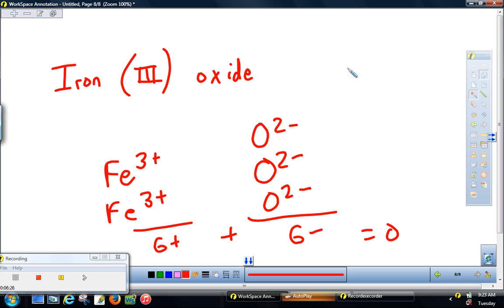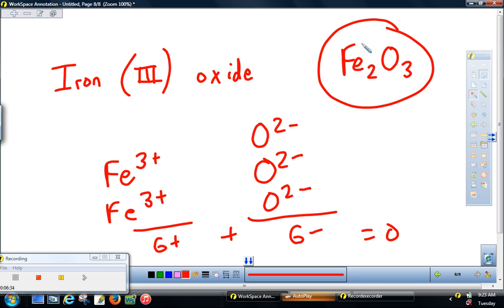And so if you write the formula, how many iron 3s did we need? We needed 2 of that ion. How many oxides did we need? We needed 3. And so that's the chemical formula for iron 3 oxide.